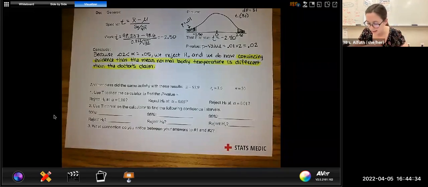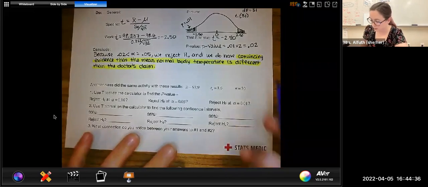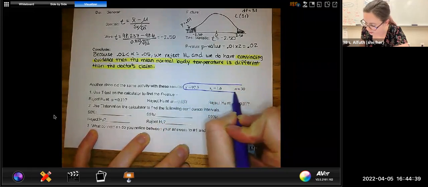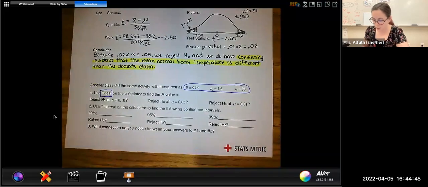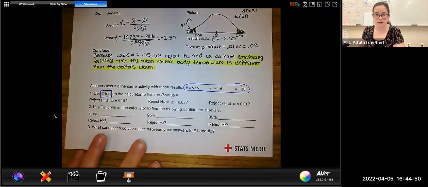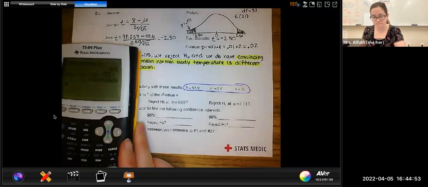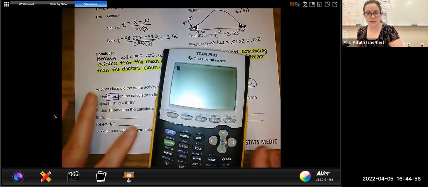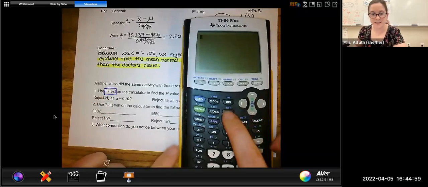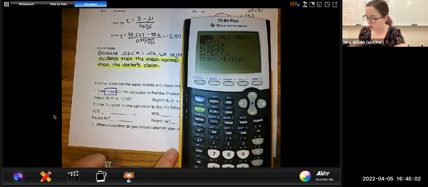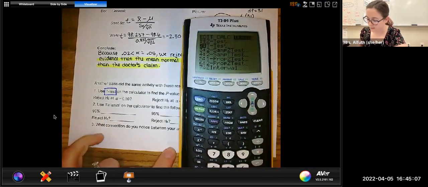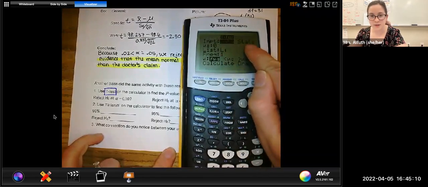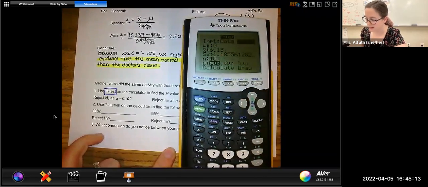Another class did the same activity, but they got different results. So we're going to use these results in the calculator, not the ones we just found. Using t-test on the calculator, I'll show you where it is. We'll find the p-value for this sample. Your tests are under stat, and you're going to come all the way over to tests. And right here, we've got t-test. So we're going to come down and press enter. We're going to enter the statistics, so usually we'll have stats to enter here.